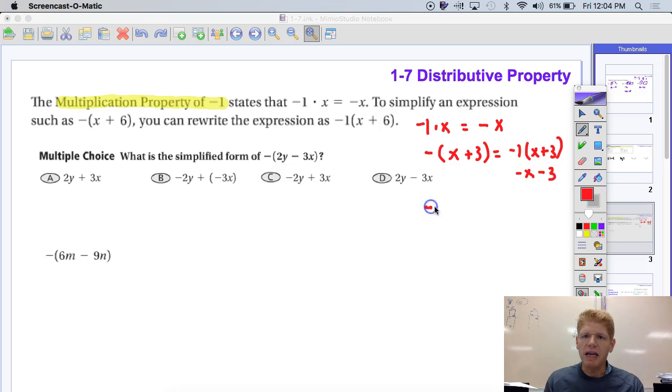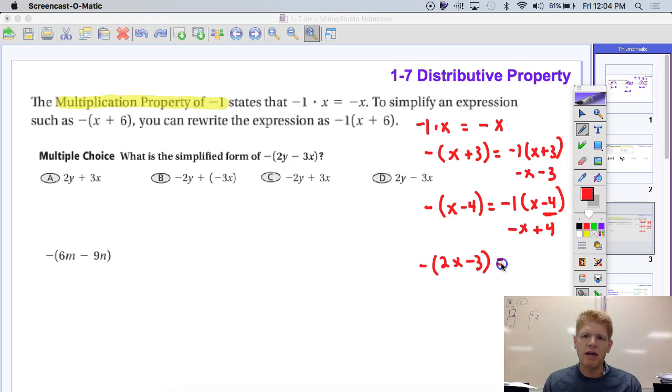So if I had negative (x - 4), that would be the same as negative 1 times (x - 4). And that would give me negative 1 times x is negative x. Negative 1 times a negative 4 is positive 4, so I would have negative x plus 4. Once again, I'm just changing the signs. The last example here, negative (2x - 3), I just changed the signs of all of them. Negative 2x, and then I change that sign of that negative 3 to a positive 3.